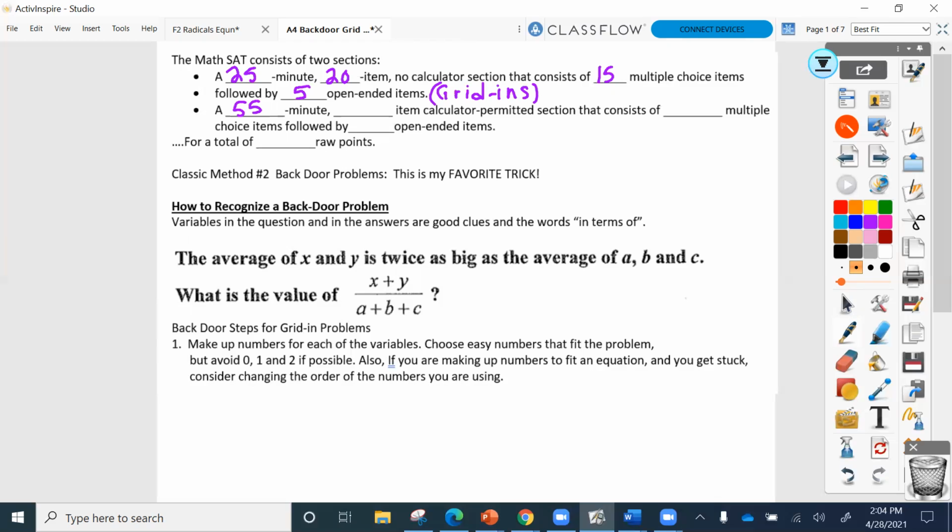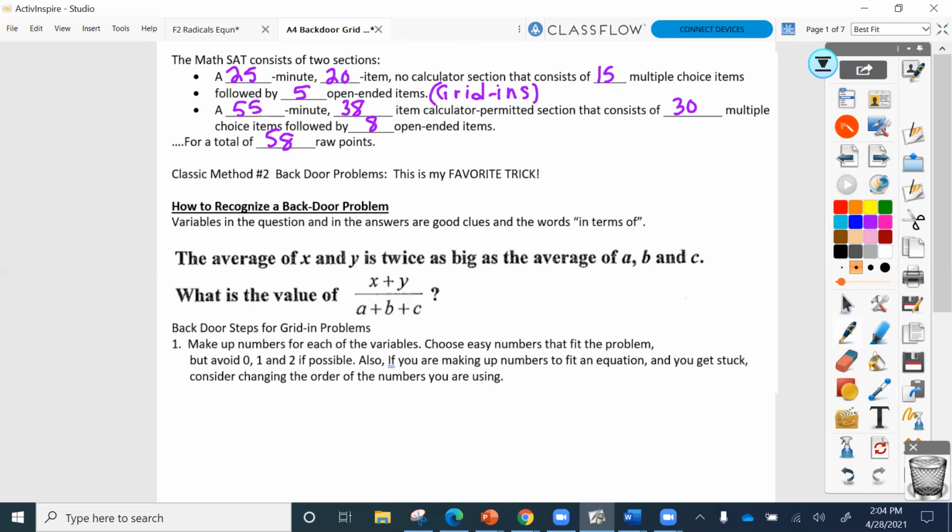On the 55-minute test, there are 38 total questions, and 30 of those 38 are multiple choice, 8 are grid-ins. So if you add the 20 items and the 38 items from the 25 and the 55-minute tests, you have 58 raw points. And remember, you can miss up to half of those questions and still end up with a 500, which is a good score.